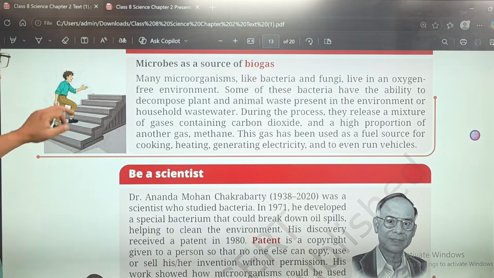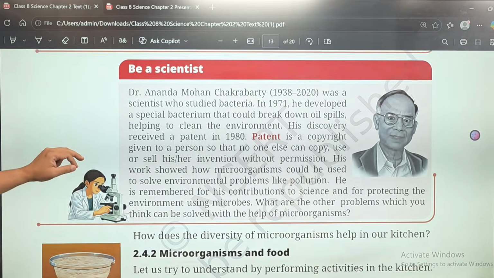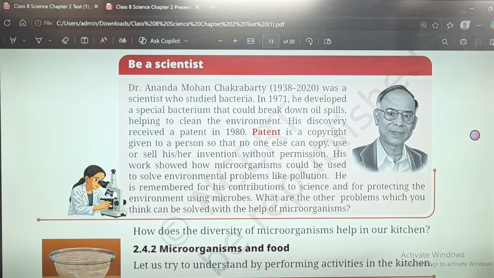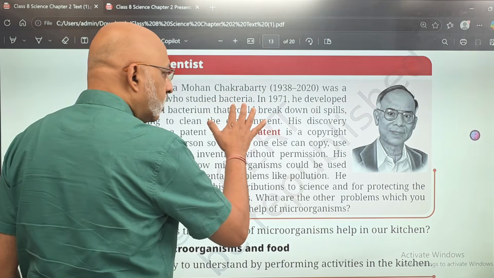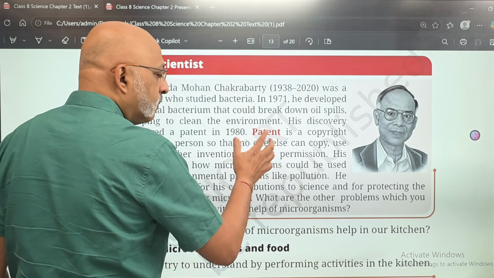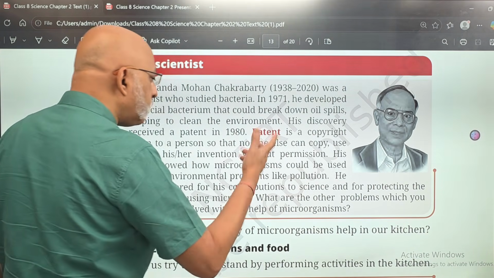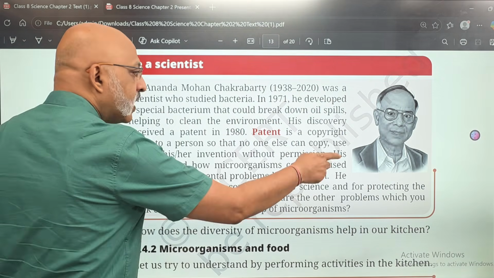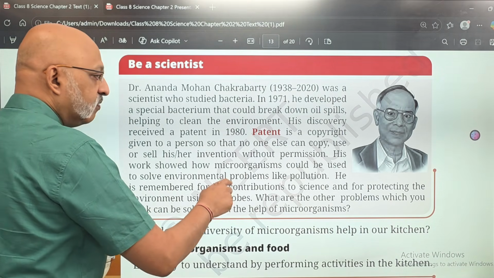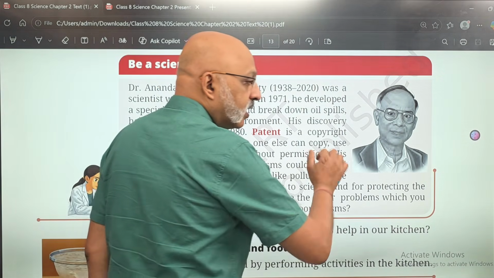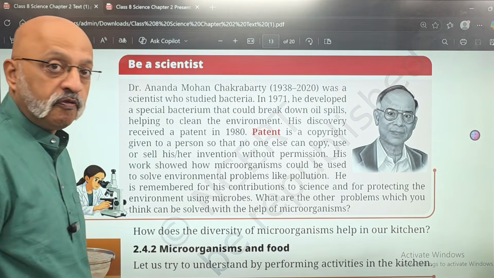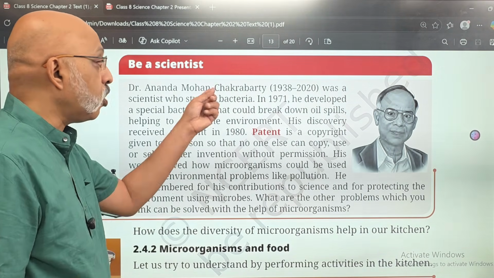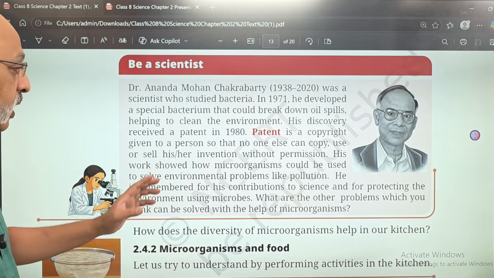Then, okay, let me go back to the text. Let's understand about this scientist called Dr. Anand Mohan Chakrabarty. Now, he's a scientist who studied bacteria, and he developed a patent. What is a patent? A patent is a copyright given to a person so that no one else can copy, use, or sell his invention without permission. Suddenly you or I cannot say that we are the ones who did a lot of work on bacteria, because that patent is already held by Dr. Chakrabarty, right?